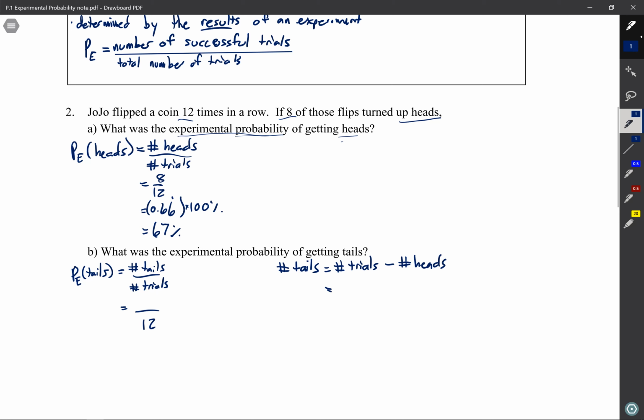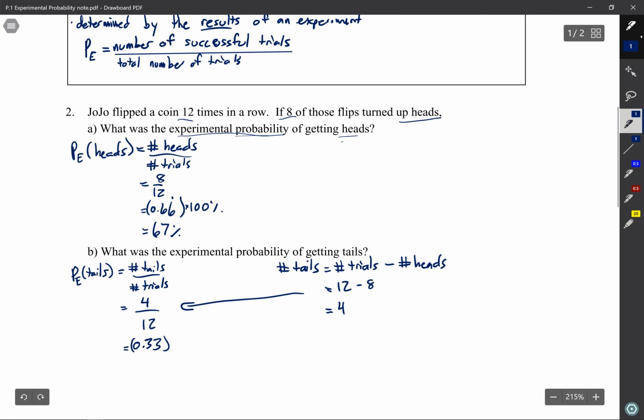The number of trials is 12, our number of heads is 8, 12 minus 8 is 4, meaning the number of tails is 4. If I put that into my calculator, I get 0.33. I can express that as a percentage by multiplying it by 100%, equals 33%. Perfect.